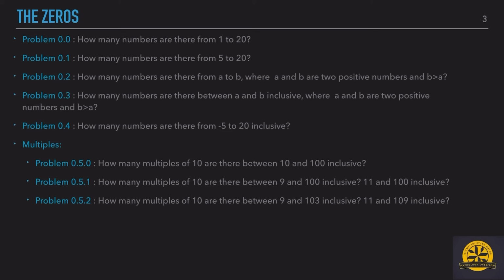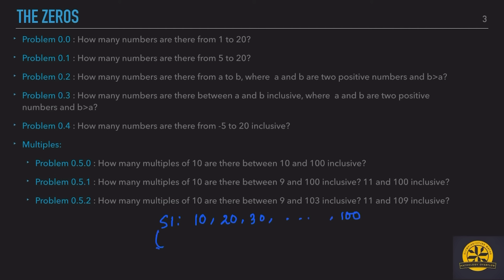Alright, so the first problem is asking us how many multiples of 10 are there between 10 and 100 inclusive. So from 10 to 100, how many multiples of 10 are there? One can start writing down the sequence as 10, 20, 30, all the way to 100.